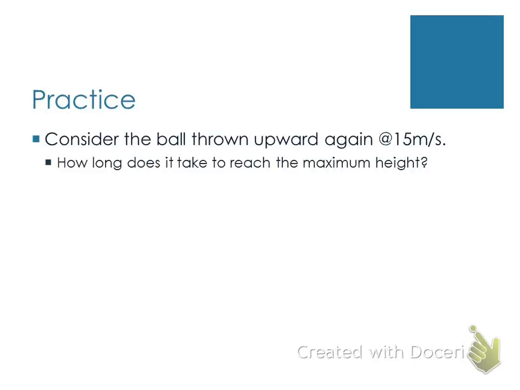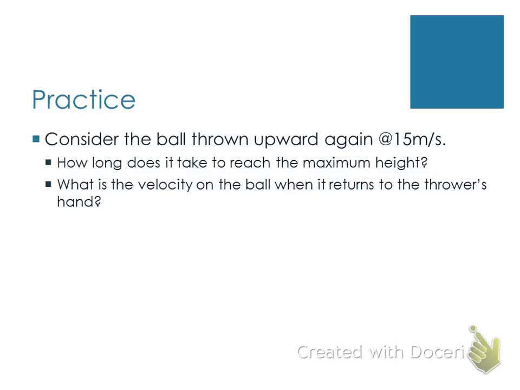So this is that same problem we just did. We looked at how long it takes to reach maximum height. That was the first time that we solved for, right? 1.53. We multiplied it by 2 to reach time up and time down. But we're going to look at velocity on the ball when it returns to the thrower's hand. So we want to find final velocity. Could you do that without doing any math?